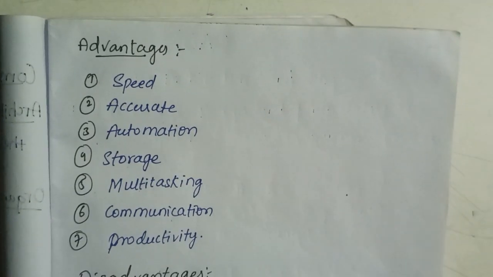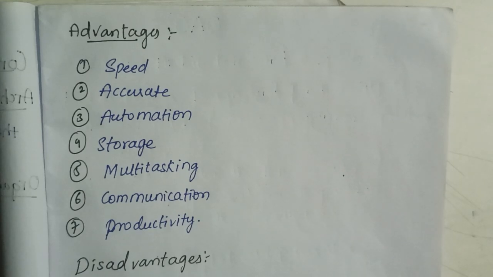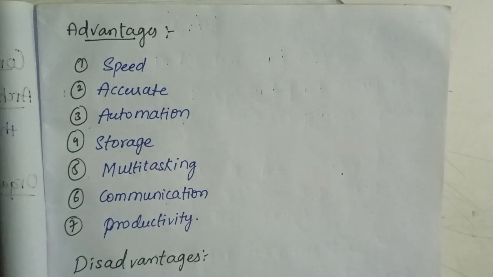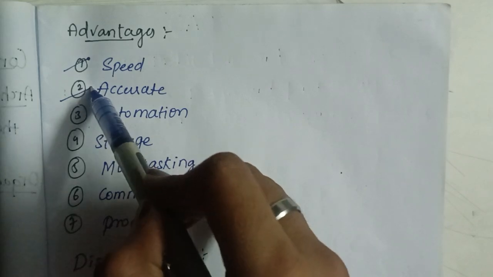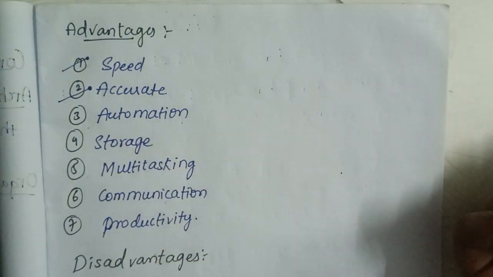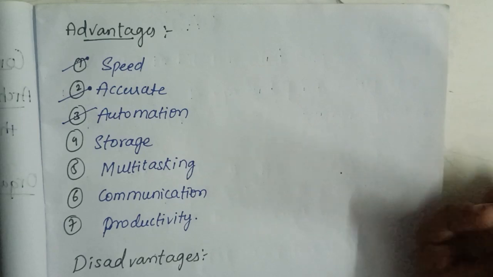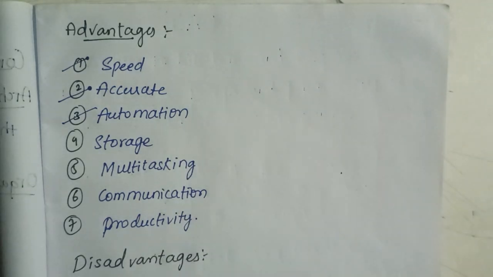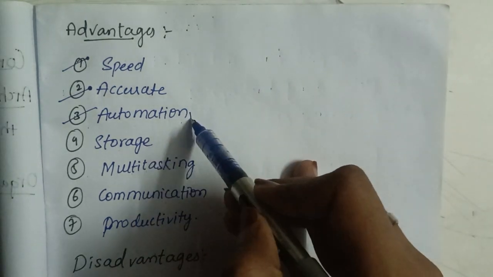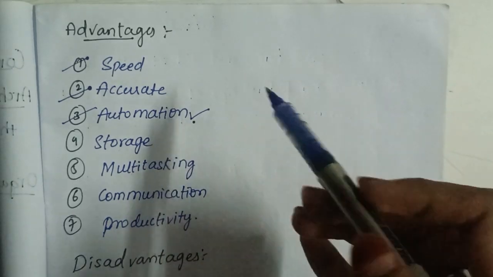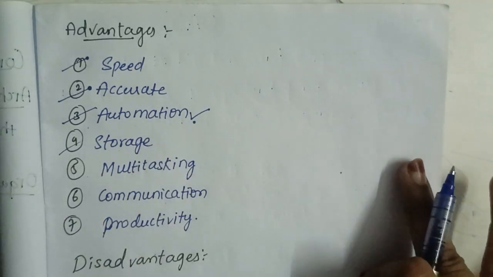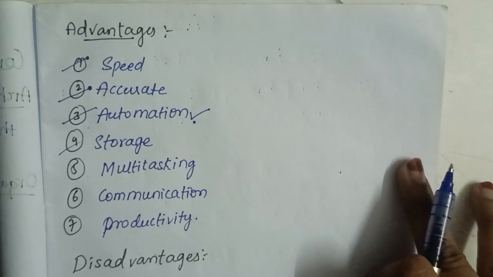Now let's discuss the advantages and disadvantages of these computers. Computers have many advantages. It is very fast to do our work, and it gives us accurate information, which means it gives correct information. Then we have automation. Automation means when a program or instructions are given to it, it does all those things automatically. We need not give manual work again after giving a program. Then we have storage. The digital computer has vast storage, which is very helpful.